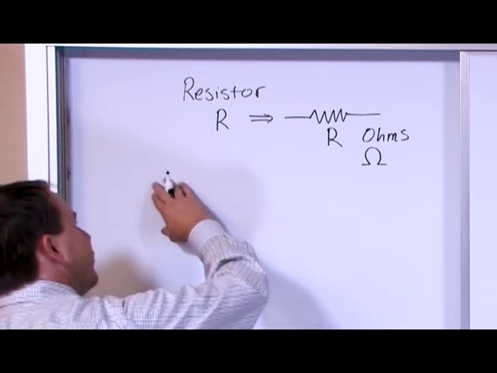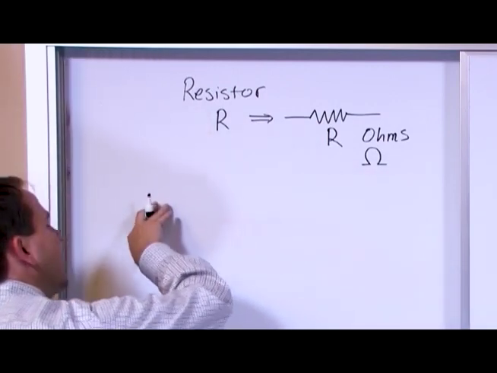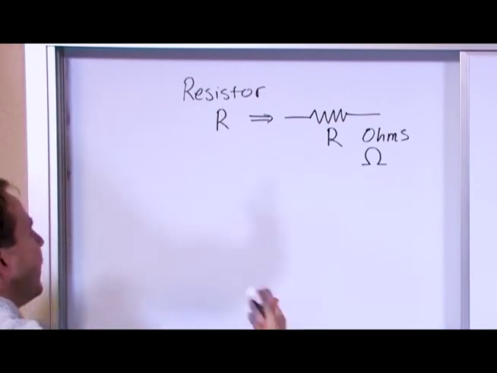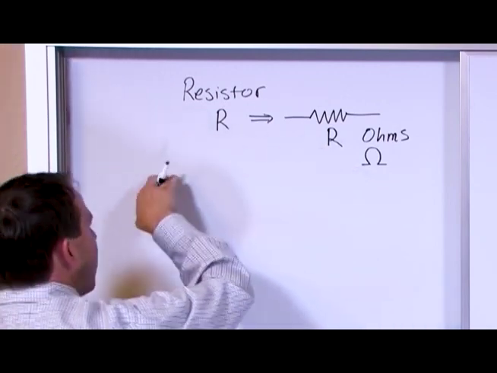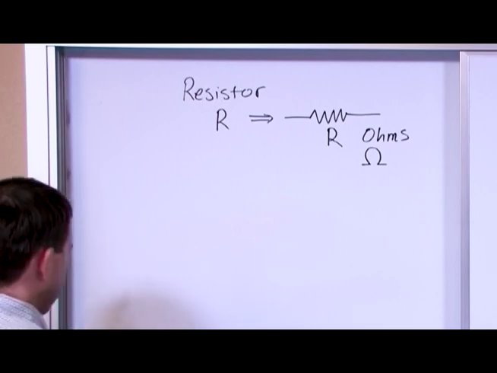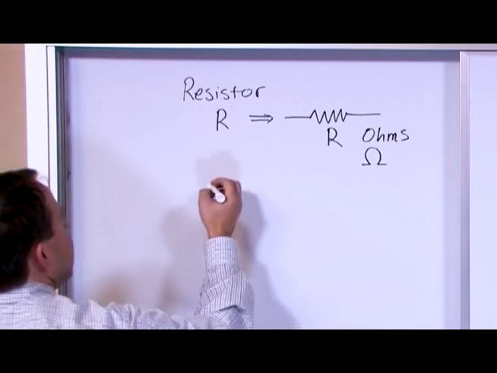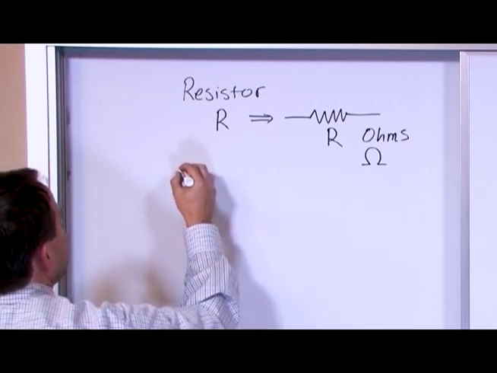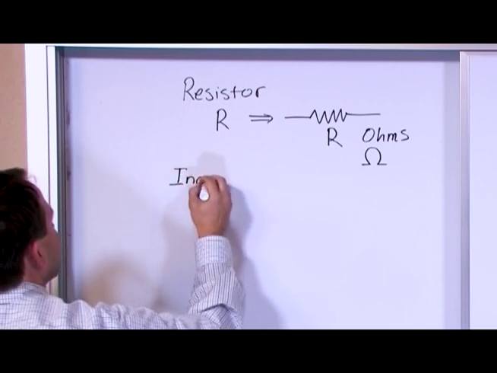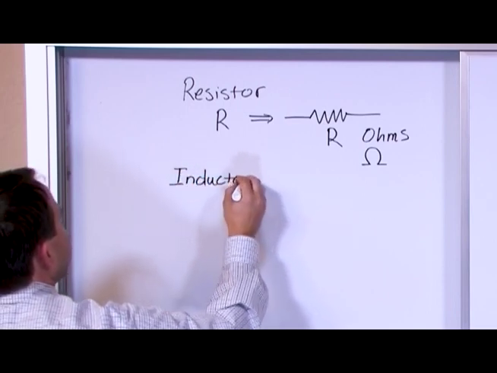And a resistor constricts and tries to prevent the flow of current. The higher the value of the resistor, the more it's trying to prevent that current from flowing through the wire there. All right, another thing we have is called an inductor. Okay, this is called an inductor.